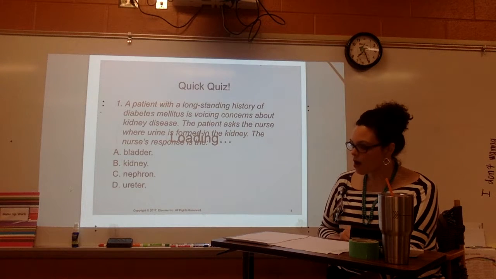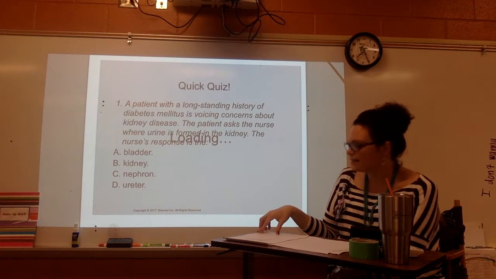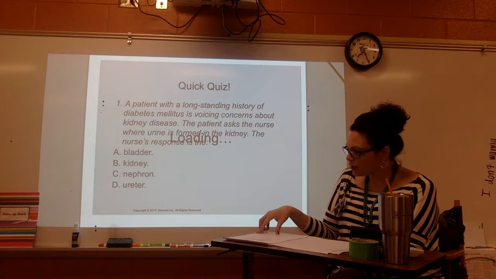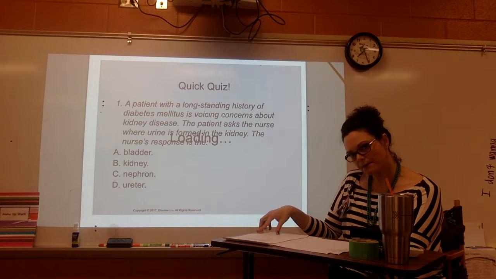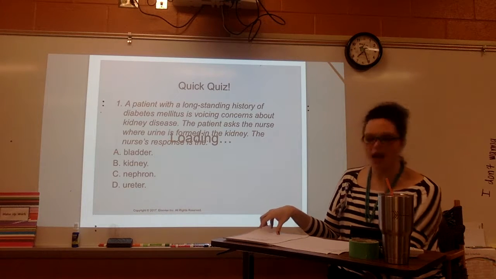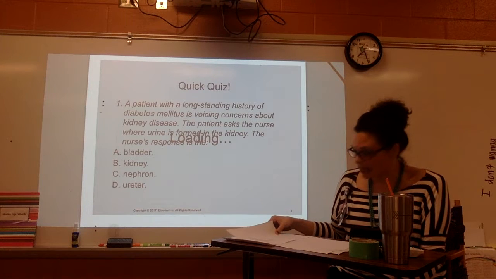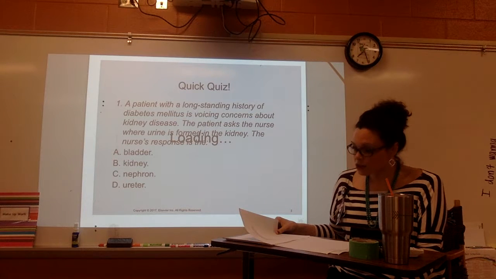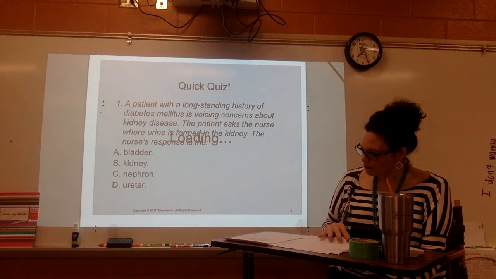A patient with a long-standing history of diabetes is voicing concerns about kidney disease. The patient asked the nurse where urine is formed in the kidney. The nurse's response is, okay, I'm hoping that y'all pick C, the nephron. That's exactly correct. The bladder stores it. The ureter drains it from the kidney.